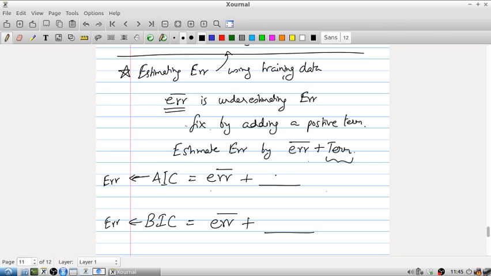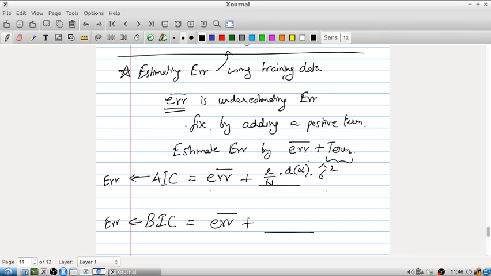For AIC, the term is going to be 2 by n, where n is the number of observations in my training data, times the number of parameters. I'm going to use d of alpha to represent the number of parameters. So for example, in linear regression, if the output variable is just one dimension, then the number of parameters is p, right? Times sigma hat square. The sigma square is an estimate of the noise part of my model.